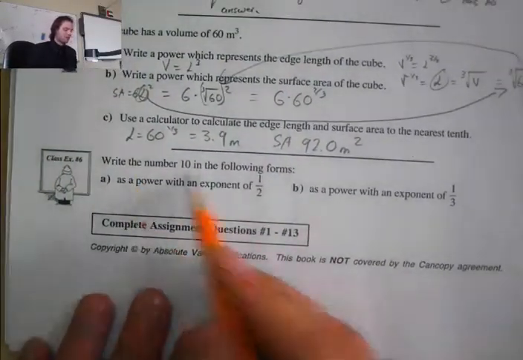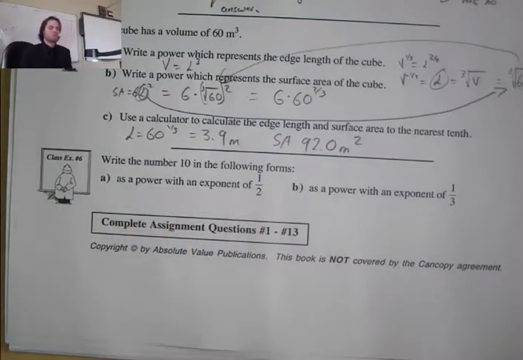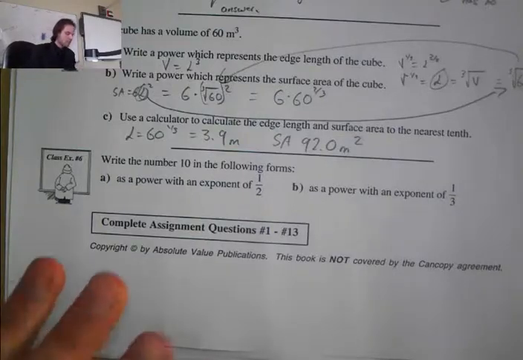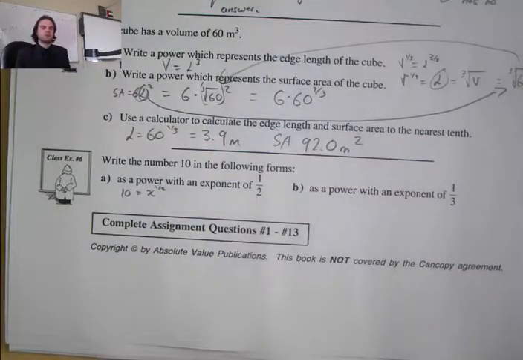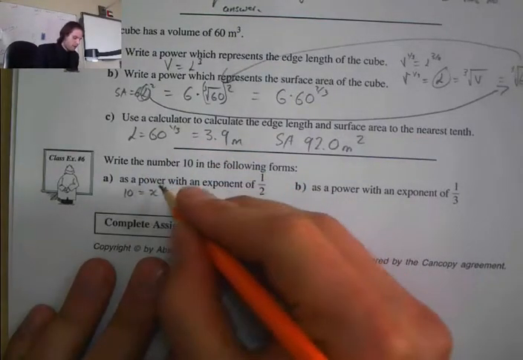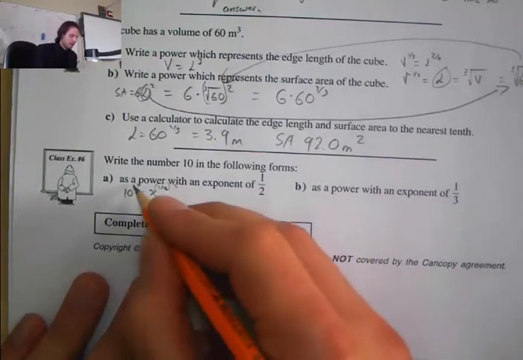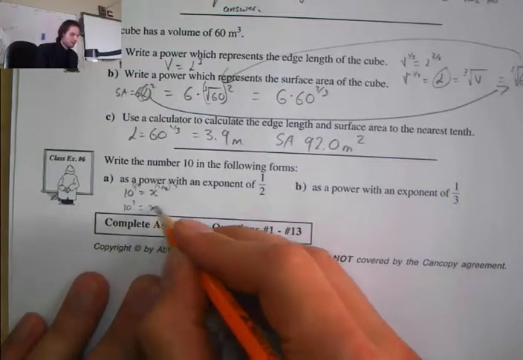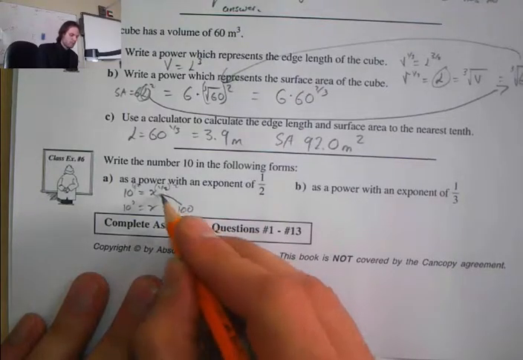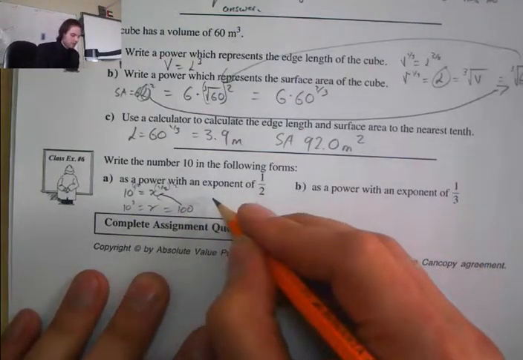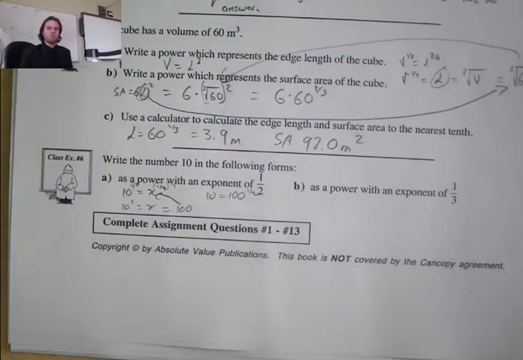Now, my next question, last question here, says, write the number 10 in the following forms. So, as a power with exponent of 1 over 2. Well, we know 10 is equal to x to the 1 over 2. I'm using algebra to help me out here. Well, this is to the power of 1 over 2. I want to solve for x, so I multiply both exponents by 2. So I have 10 to the 2 is equal to x. So then x is equal to 100. X is equal to 100, so we put that back in for x. So I'm going to get 10 is equal to 100 to the 1 over 2. That's one way of looking at it.